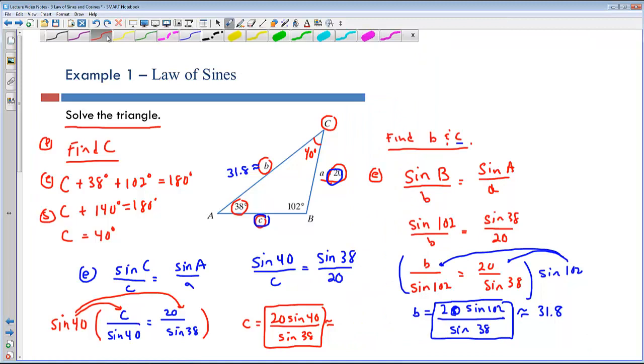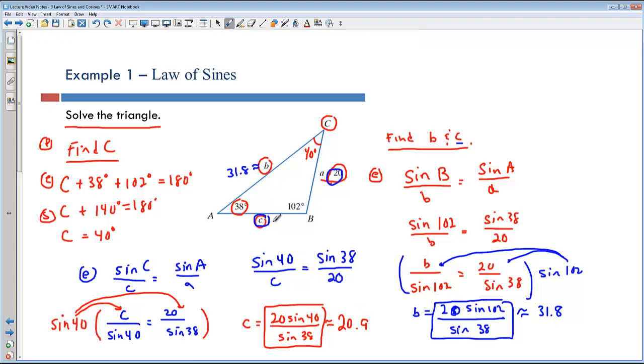So it's about 20.9. So this C right here is approximately 20.9. And so that's how you use the law of sines to solve the sides of this triangle.